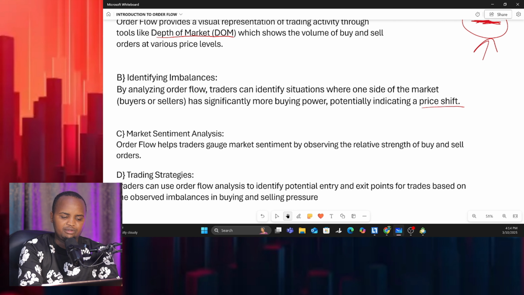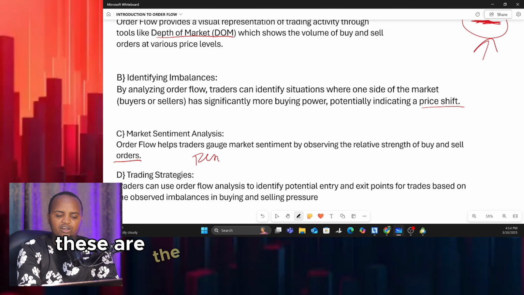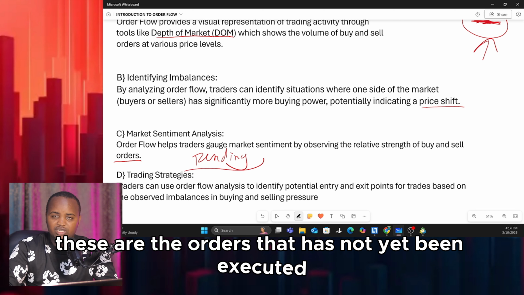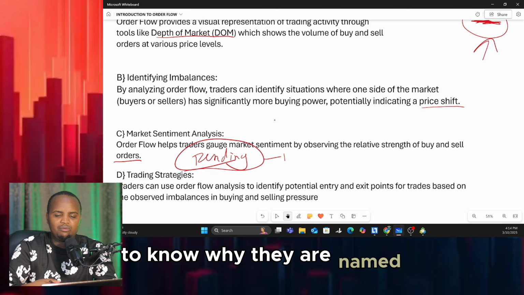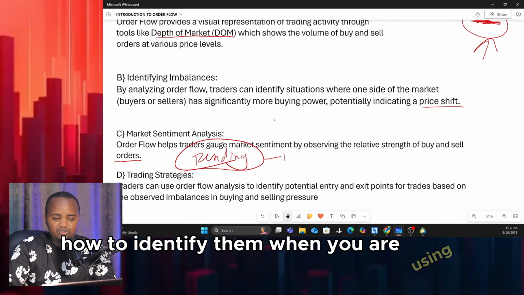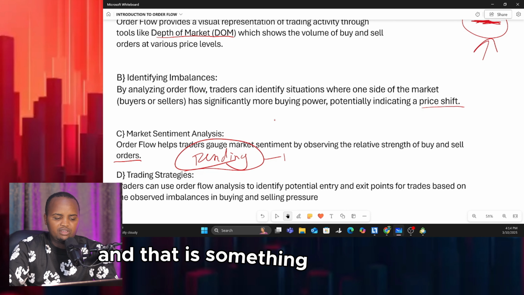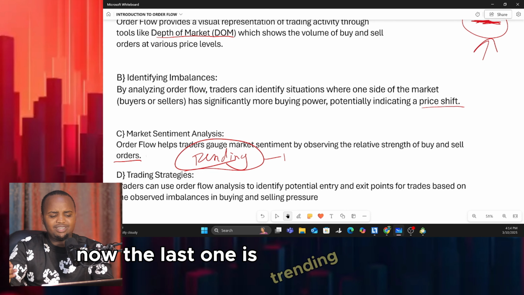You know, because this is actually even going to be showing you, remember, we have different types of orders. This is actually even going to show you the pending orders. You know, these are the orders that have not yet been executed, and we'll be going deeper into this to know what they are named, how to identify them when you are using the order flow, and that is something very simple. Now the last one is trading strategies.